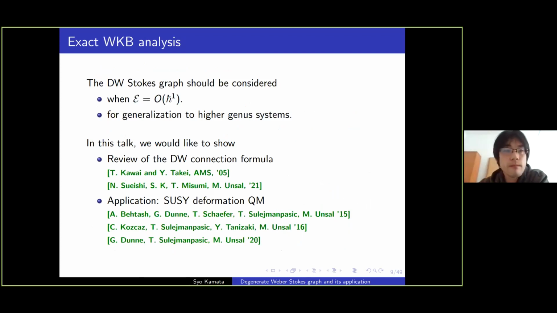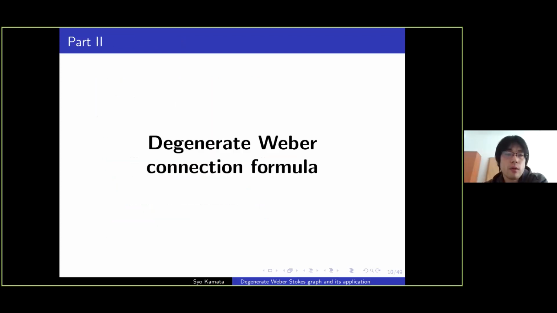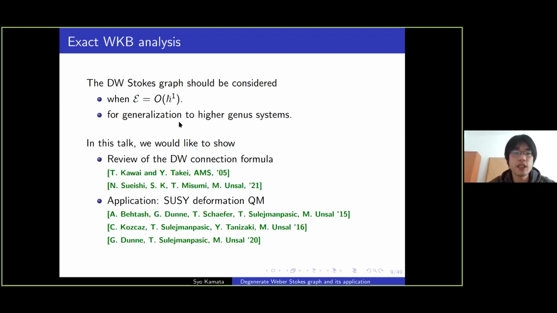So as I said, in this case, the Degenerate Weber Stokes graph should be considered when energy is starting with order H1, order H bar. And also, as I said, it's very difficult to get the standard form in terms of E. In the case of genus one, we can get this kind of form. However, if you want to go to higher genus, it's a really difficult problem.